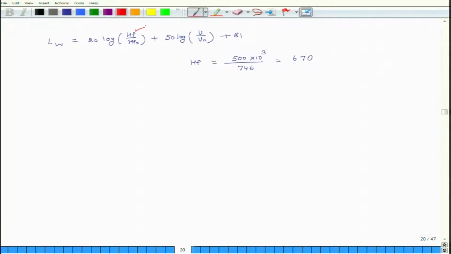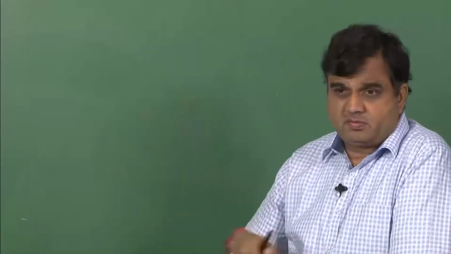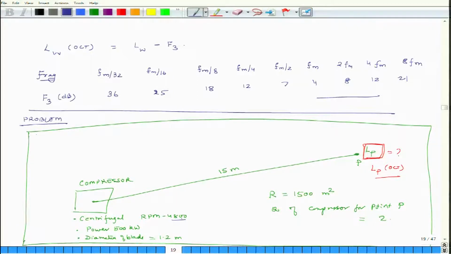So, we know this. Now, we have to calculate U, which is the blade tip speed. I am sorry, not frequency, blade tip speed. So, blade tip speed is what? The blade is rotating at what RPM? It is rotating at 4800 RPM, and the diameter of the blade is 1.2 meters.